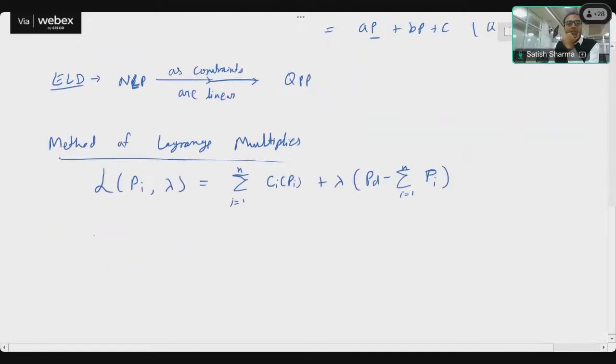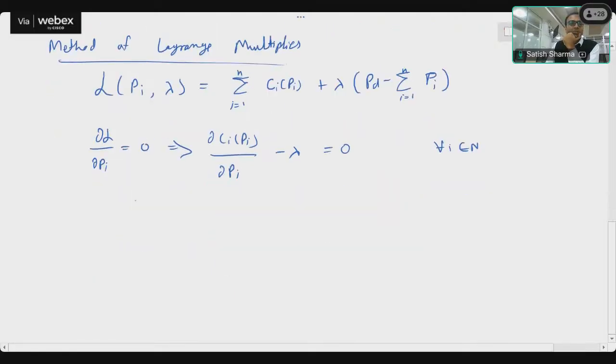and then we can solve it. So we can calculate the derivative of L with respect to Pi, and we will make it equal to 0. So that will be basically dCi(Pi) upon dPi minus lambda equals 0, and this we have to write down for all i in the set of n. So for the number of generators, we have to write it down.